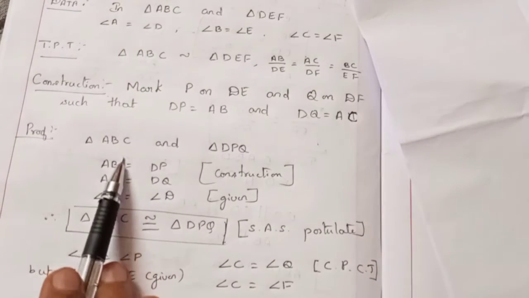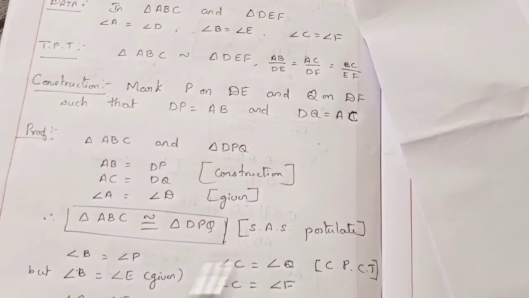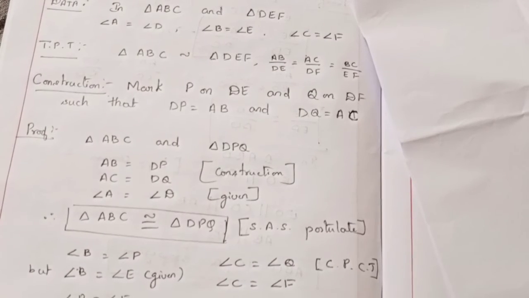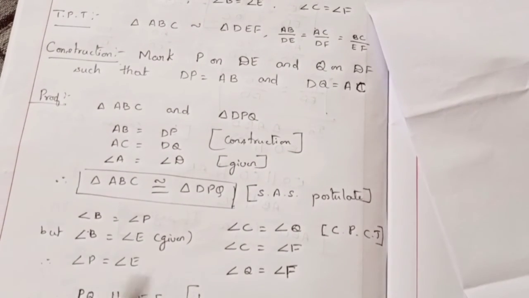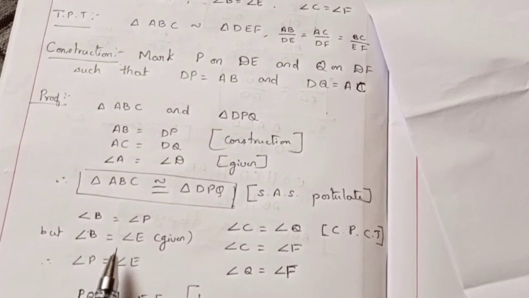So in triangle ABC, angle B was left out, which is equal to angle P. Here angle C is equal to angle Q by CPCT. What is the meaning of CPCT? Corresponding parts of congruent triangles. CPCT means corresponding parts of congruent triangles. But we know that already angle B is equal to what? Angle E, that is given. So by these two we can say that angle P is also equal to angle E. Here also I have done.